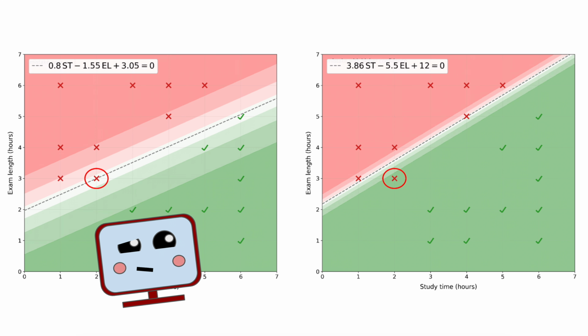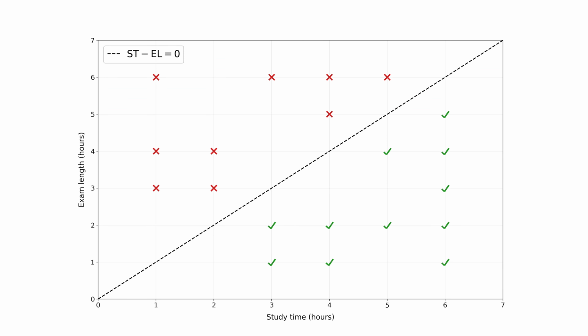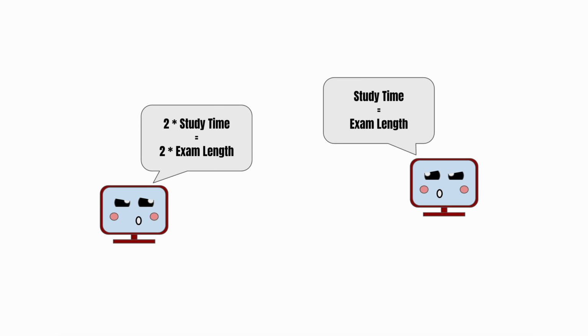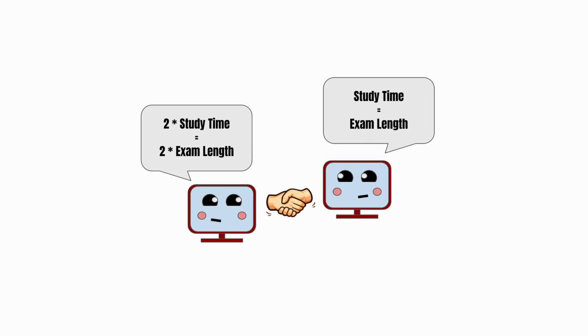I know what you're thinking. How could these probabilities of passing be so different? The mistake is basically just as far from the line in both cases. Great question. Notice that there are infinitely many of the same line since we can just multiply it by a constant. Multiply it by 2 or divide it by 2, the line stays the same. Which makes sense. Saying study time needs to match exam length is the same as saying twice your study time needs to match twice your exam length.